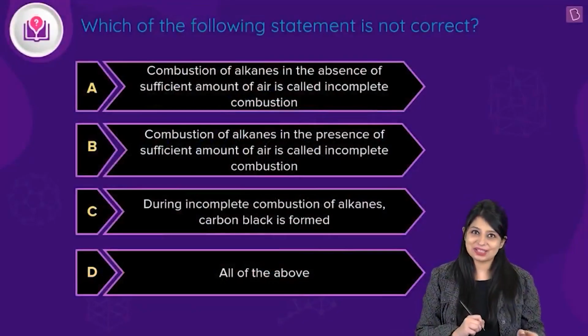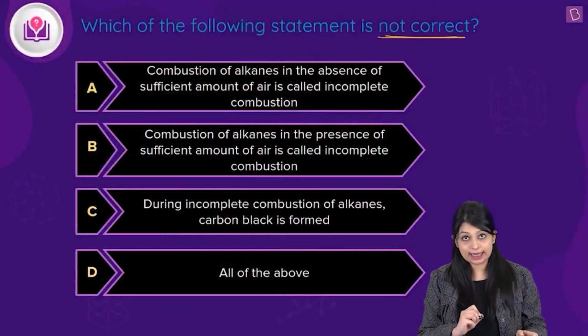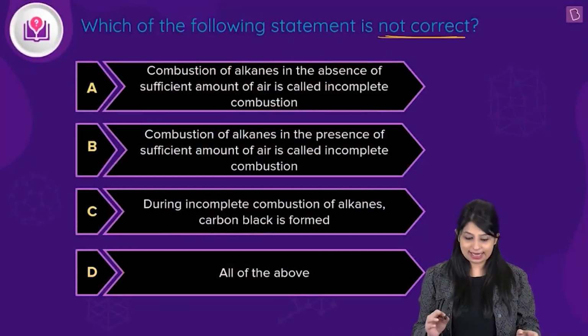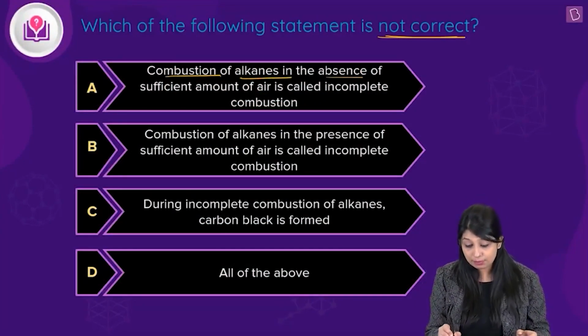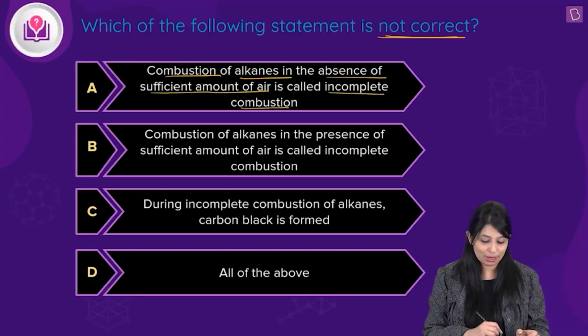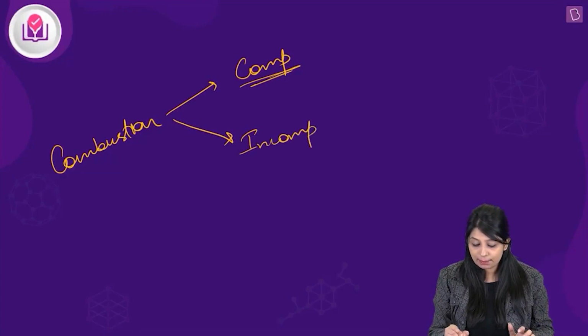Let's have a look at this question. Which of the following statements is not correct? Okay, so let's have a look at the first statement: combustion of alkanes in the absence of sufficient amount of air is called incomplete combustion. First, let's try to understand what combustion is. Combustion is of 2 types. One is complete combustion, another is incomplete combustion.